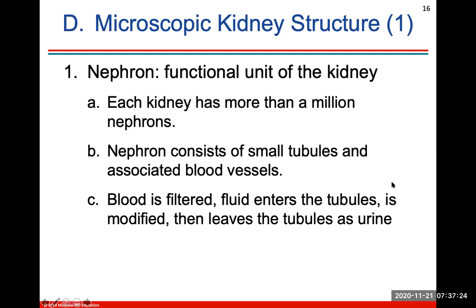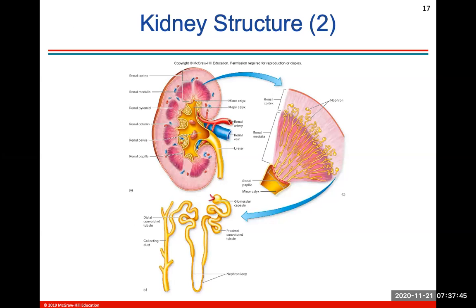So then we'll go through the nephron, the microscopic kidney structure of a nephron. So a nephron is the functional unit of the kidney. Each kidney has more than 1 million nephrons, and a nephron consists of the small tubules and associated blood vessels. Blood will be filtered, fluid enters the tubules, it will be modified, and then will leave the tubules as urine. So you should understand well, again, the anatomy structure here, especially the nephron, understanding where the glomerulus is, the proximal convoluted tubule, the nephron loop, and distal convoluted tubule.